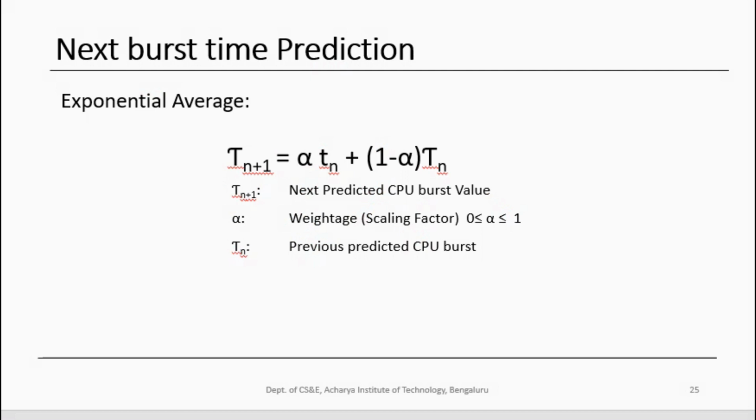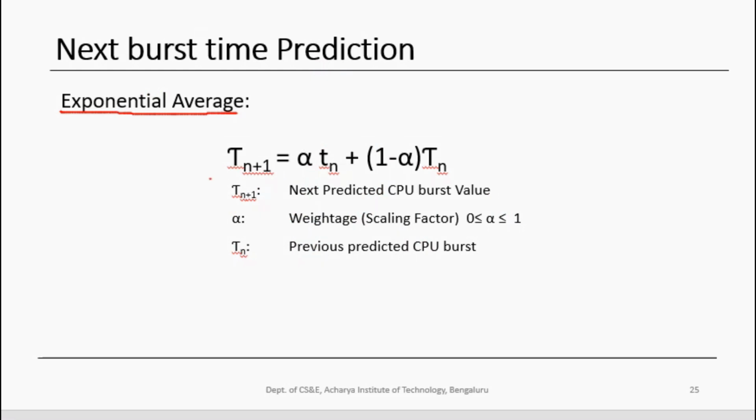Now what is the biggest problem in case of shortest job scheduling? That is predicting the next CPU burst time when the process comes into the ready queue. Now there is a method proposed which is called exponential average, taking the exponential average of previous CPU burst times and predicting the next CPU burst time of a process.